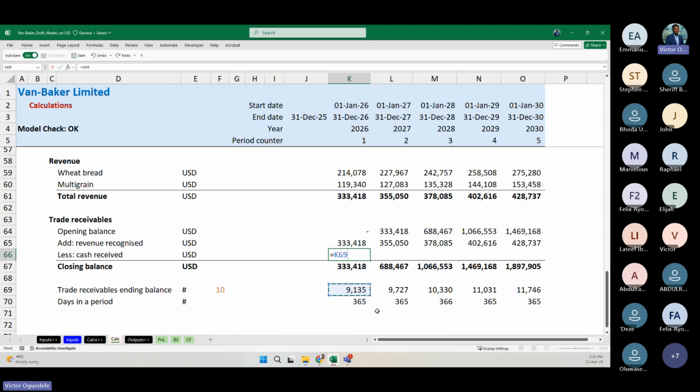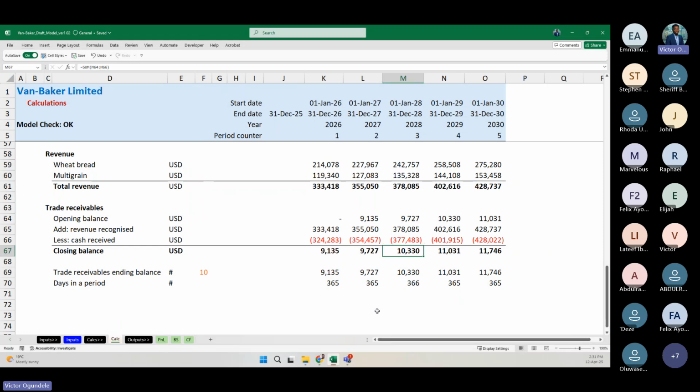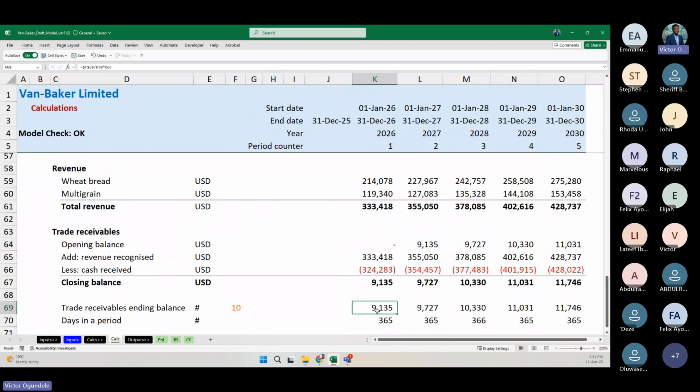The calculated ending balance minus the summation of my opening balance plus my revenue recognized in that period. And I can drag this across. So you see, the schedule will now give us the same value as what we've calculated here. So that's the proper way of calculating trade receivables.